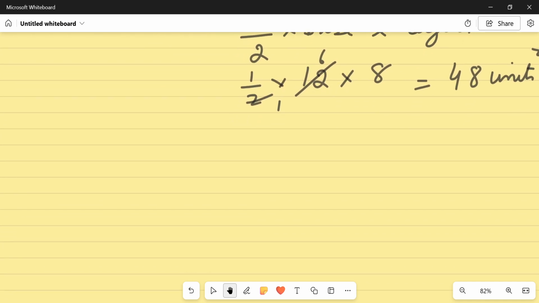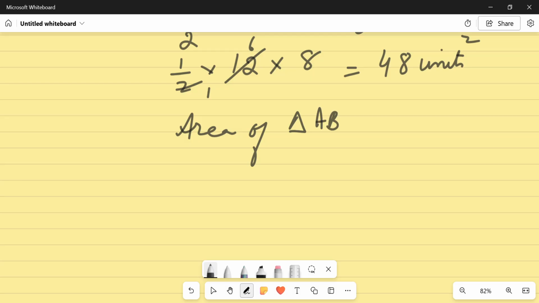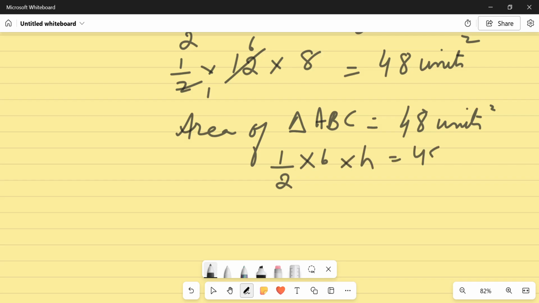Now the second part that you need to find out is the length of the perpendicular from A to BC. From A to BC we don't know it now, so we assume that it's going to be X, right? So the formula here: area of triangle ABC equals 48 units. We have just found unit square. The area of a triangle is half times base times height, equals 48. We need to find the length, so we are going to find the height.